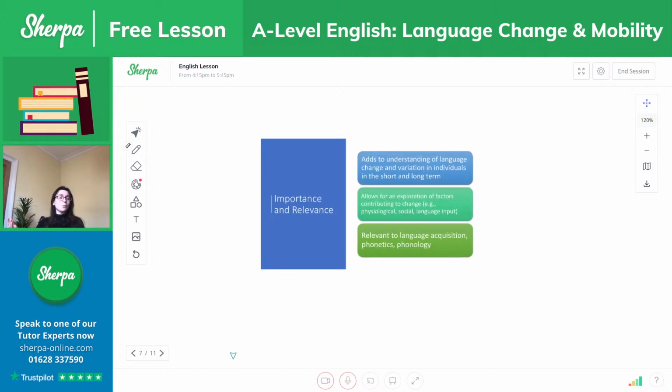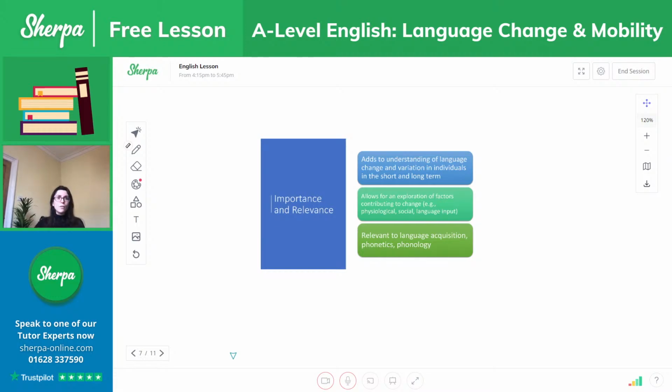So then you might ask, what's the importance of this? Why would we do this? Like, cool, that's interesting, but what does it contribute? So this adds to an understanding of language change and variation in individuals in both the short and the long term. So you can explore a range of factors that might contribute to language change.